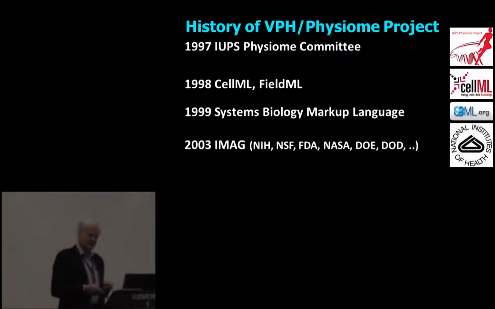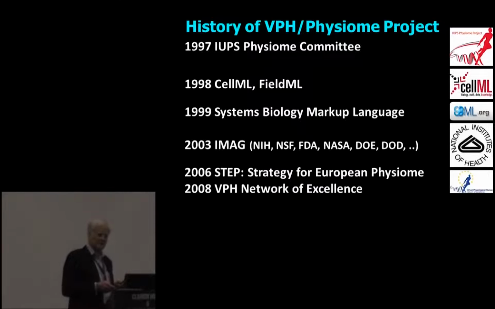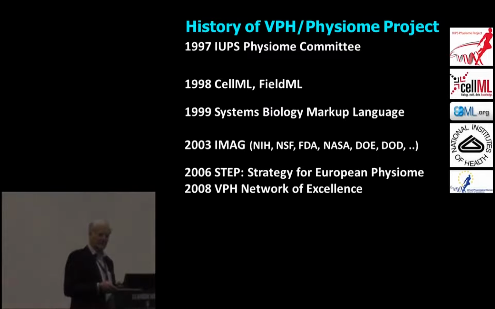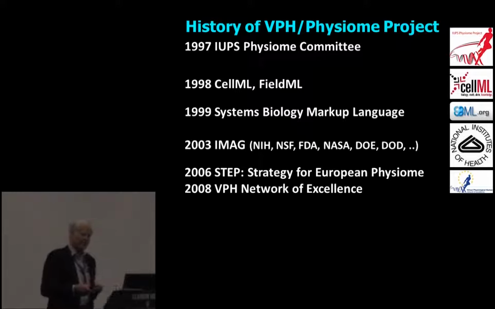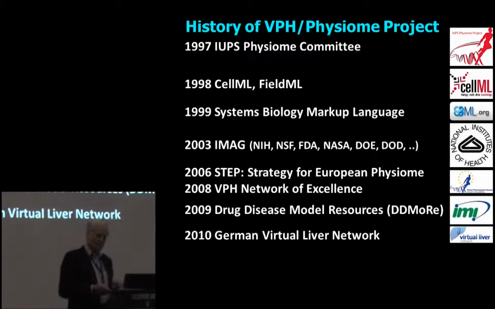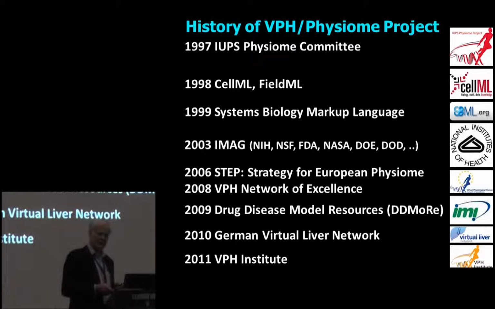Then, as Marco said, in 2005 or 2006, the VPH idea was launched, and then the development of a roadmap led by Marco as a strategy for the European Physiome under Framework 6, but kicking off the funding in Framework 7, and in particular the beginnings of the Network of Excellence. The work of that Network of Excellence was then passed over to the VPH Institute to carry on the momentum that had been built.